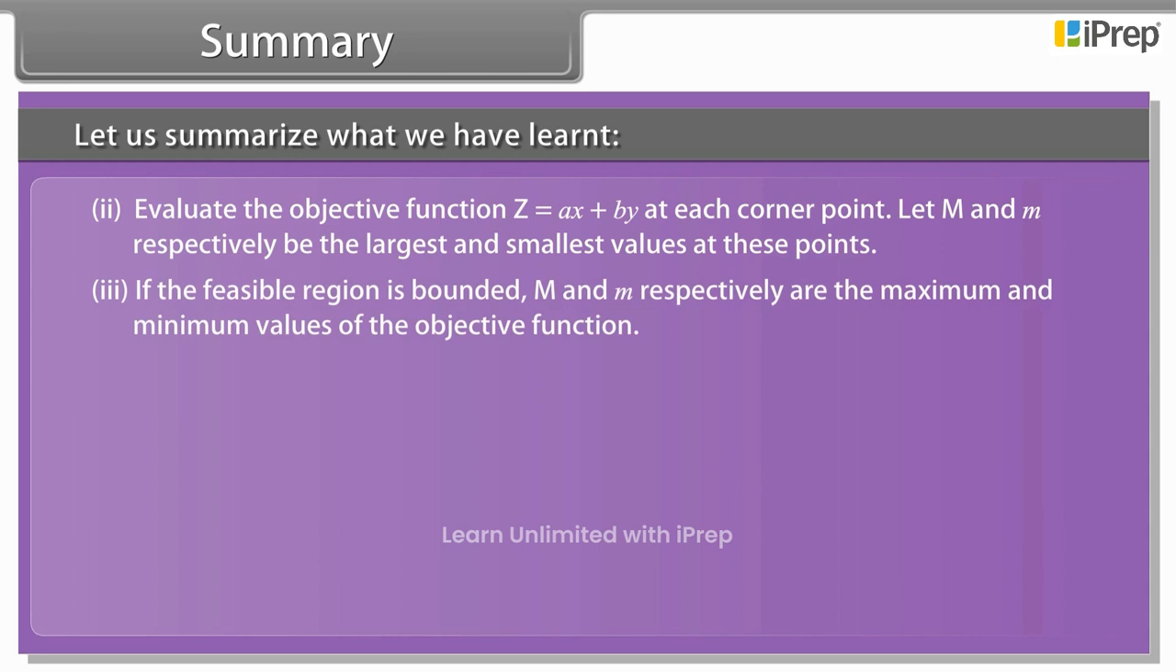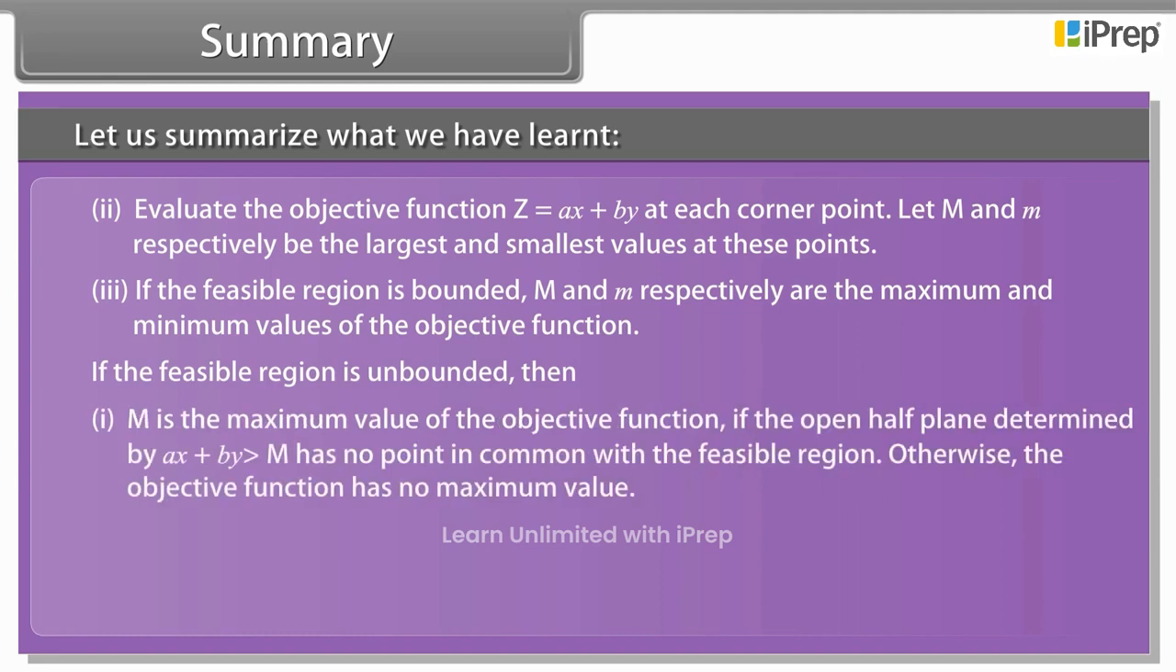3. If the feasible region is bounded, M and m respectively are the maximum and minimum values of the objective function. If the feasible region is unbounded, then 1. M is the maximum value of the objective function if the open half plane determined by ax plus by greater than M has no point in common with the feasible region. Otherwise, the objective function has no maximum value.